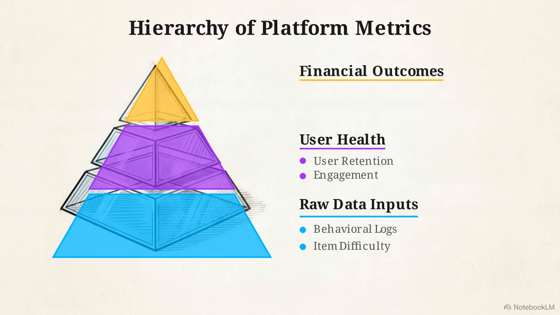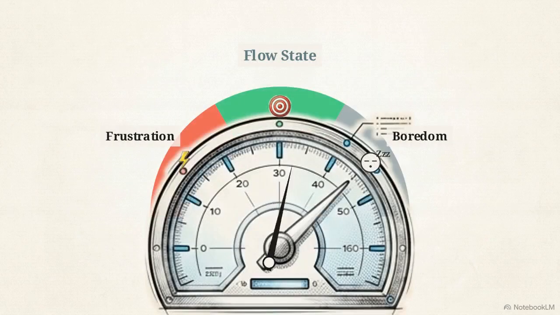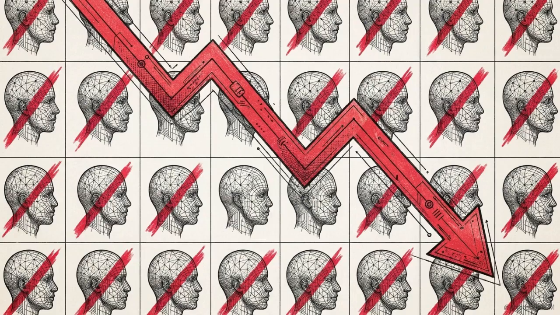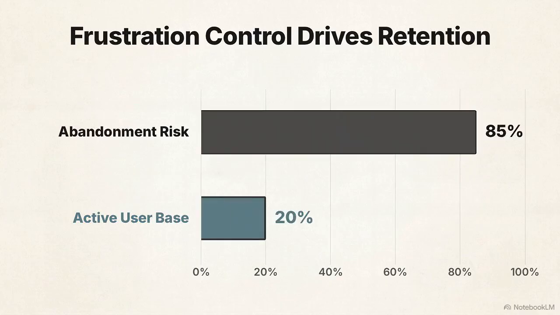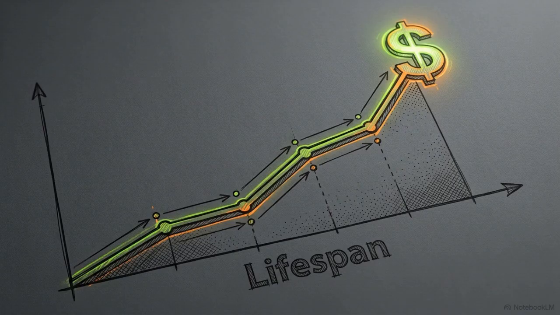Those product metrics feed directly into the macroscopic financial outcomes at the apex, specifically gross merchandise value and the lifetime value of the customer. Serving tasks at the optimal difficulty level directly modulates user frustration and boredom. Those two emotions are the primary drivers of platform churn. If the psychometric model controls user frustration, it guarantees retention. User retention mathematically dictates how much revenue a single customer will generate over their lifespan on the platform.